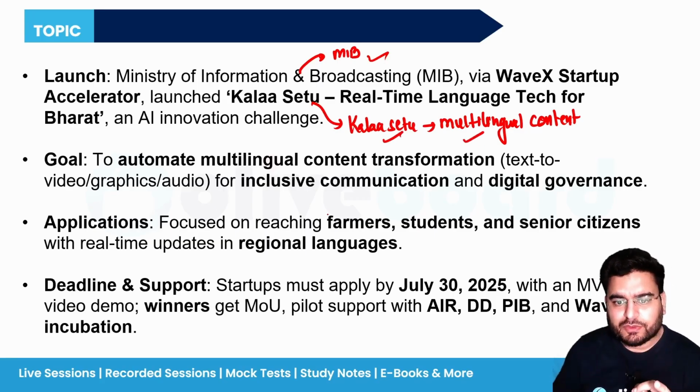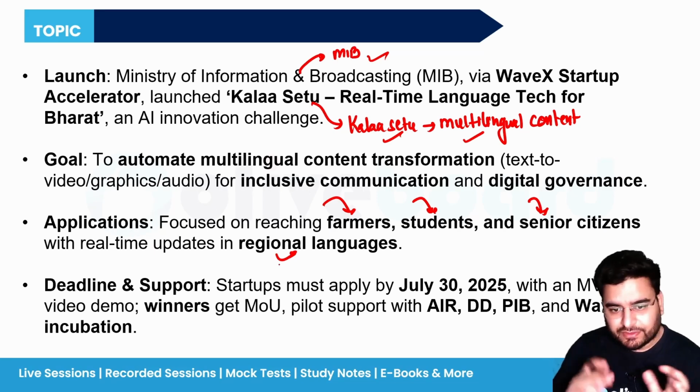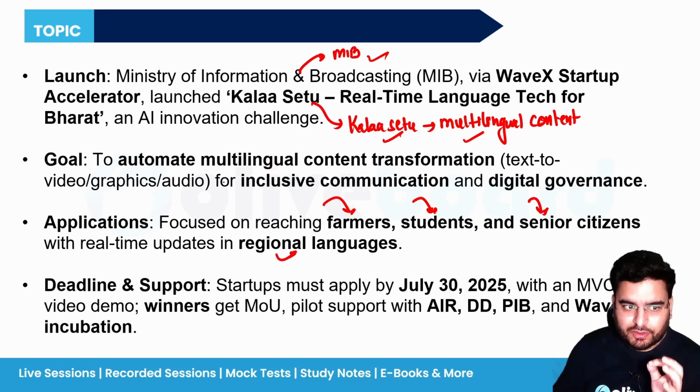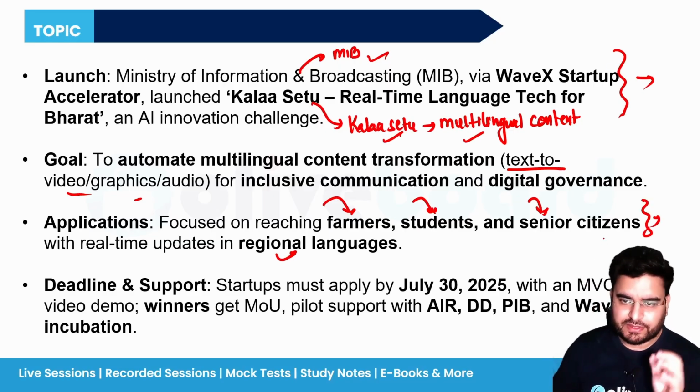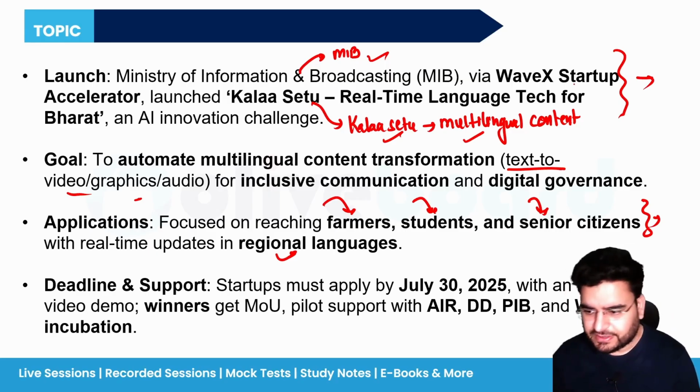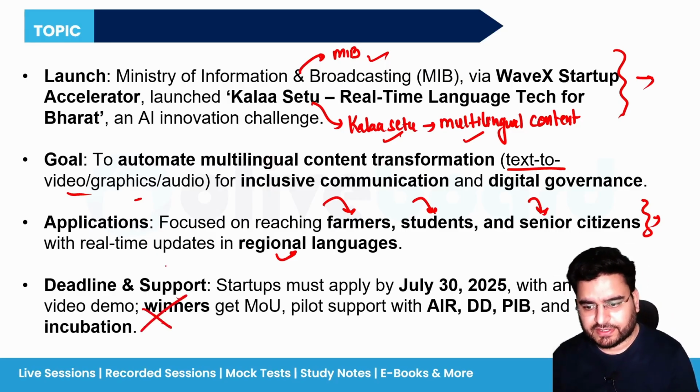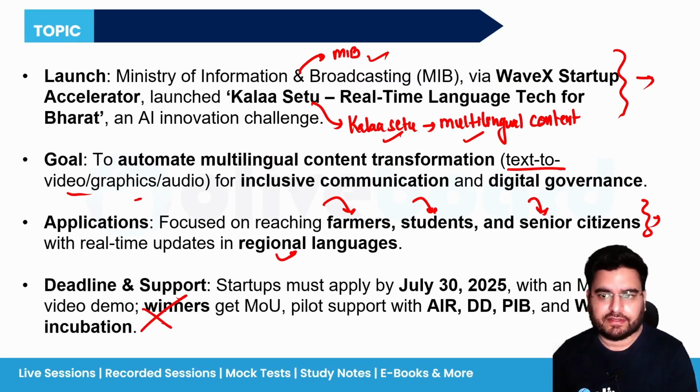This application is going to focus on reaching farmers, students, senior citizens in their regional languages. The content for farmers would be related with agriculture, the content for students will be related with education. So these kinds of content they are going to create. This is also going to have text to video and audio generation. Got it? So remember this, and the target audience. No need to remember who the winners are and everything. This is just for your understanding.